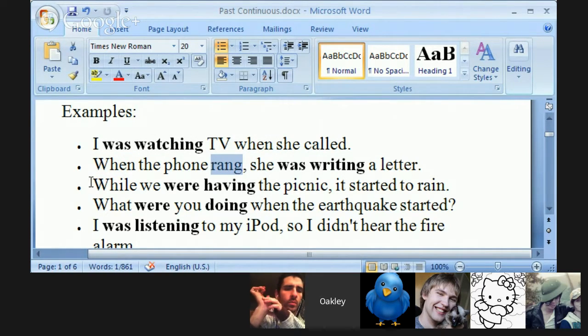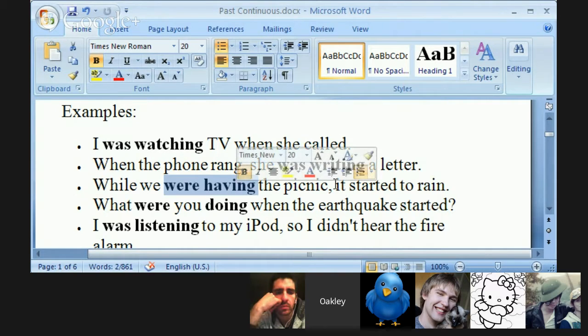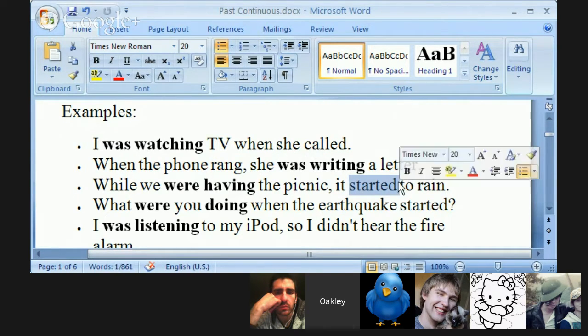Taking a look at our next example, while we were having the picnic, it started to rain. Again, my subordinate clause, this time starting with while. Well, looky here, it goes with past continuous. So while shows duration. It indicates something happening over a period of time. So when I use while, the while clause is going to have the verb that indicates duration or over a period of time. While we were having the picnic, it started to rain. Again, simple past in our other clause. So same idea basically going on here.